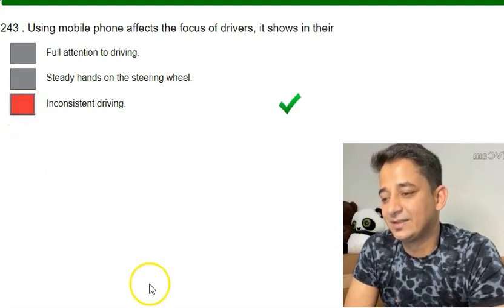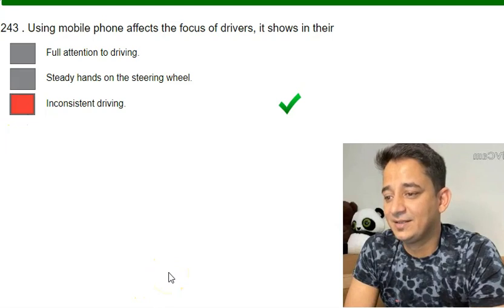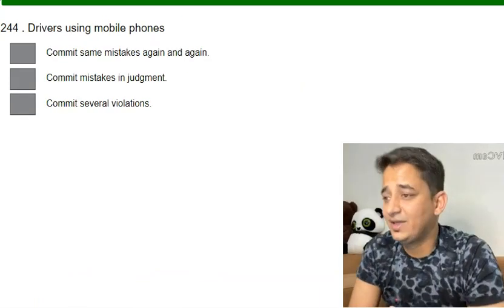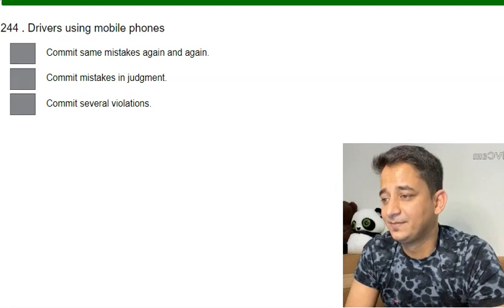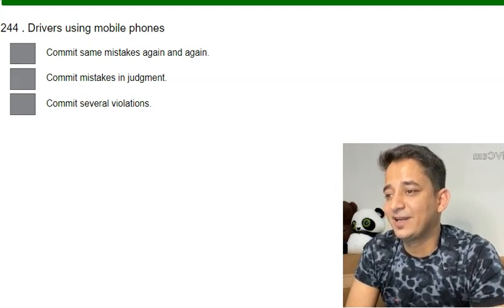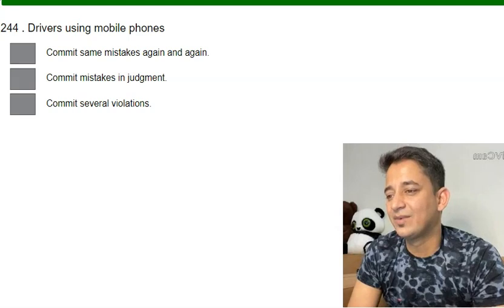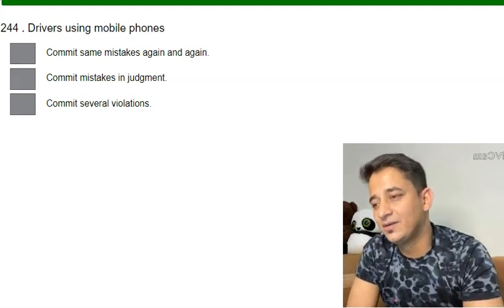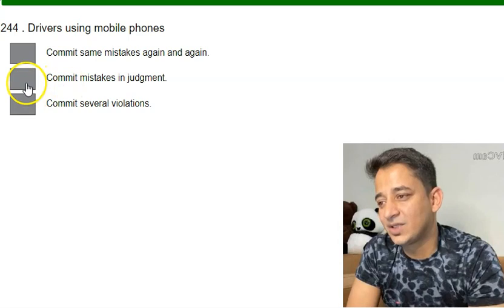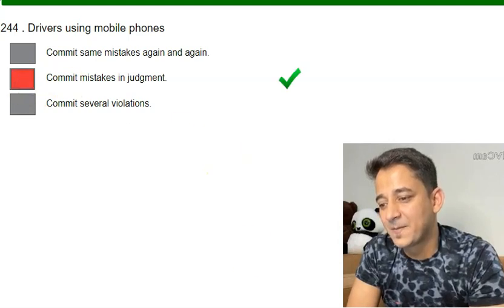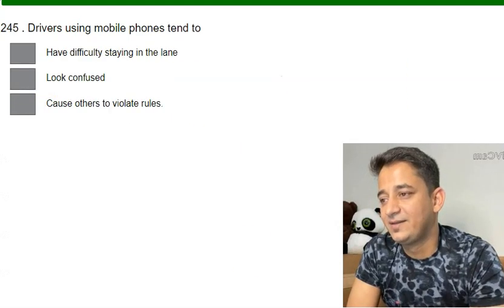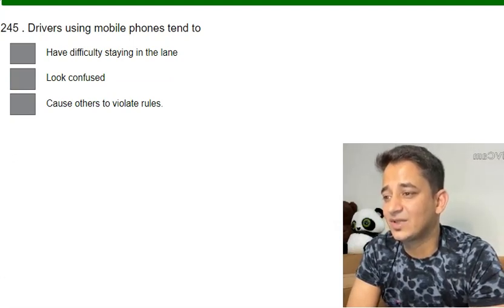Inconsistent driving, I believe. Yes, I've given the test long back, so I might answer a few questions wrong. So here is the next question. Drivers using mobile phones commit the same mistake again and again, commit mistakes in judgment, commit several violations. So when you're using a phone, it affects your judgment, I believe. Yes. Drivers using mobile phones tend to have difficulty staying in the lane, look confused, cause others to violate rules.